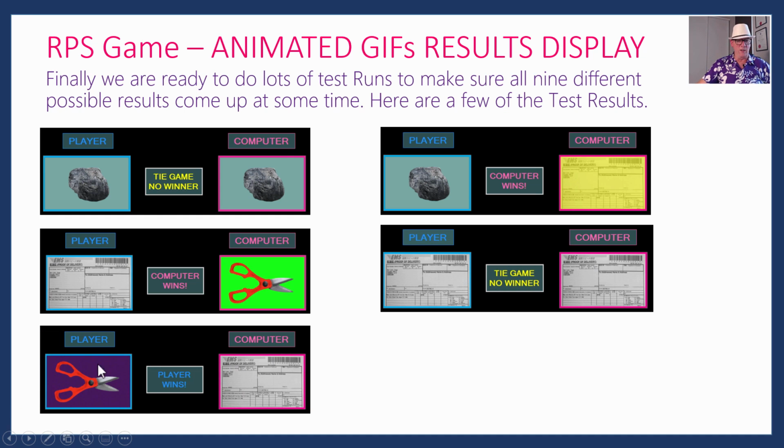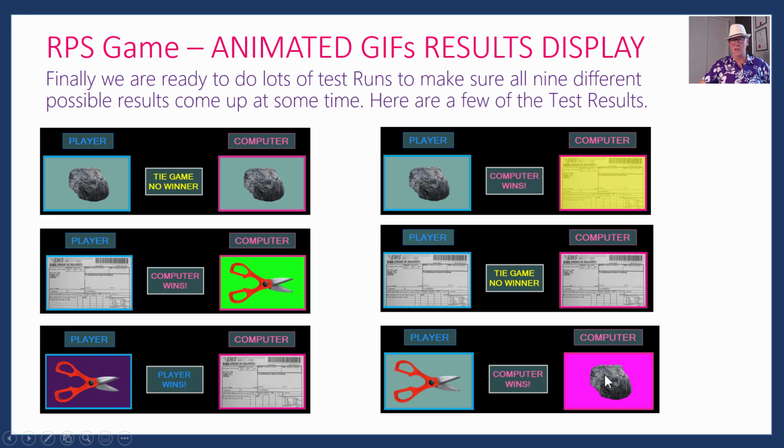Oh, finally the player has a win. So we'd have the scissors flashing all sorts of colors. It says player wins in the middle. The computer one just stays as it is on paper. And here the computer one will be all flashing bright colors, and it'll say the computer wins. All right, so that's kind of getting it all fancy with animated GIFs.